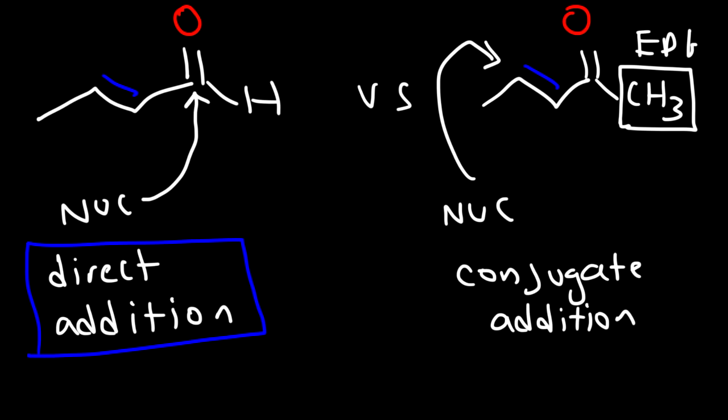So you need to consider two factors, the strength of the base and any steric hindrance. Strong bases like a Grignard reagent favor direct addition. Weak bases favor conjugate addition. Ketones favor conjugate addition, and aldehydes favor direct addition. So let me give you an example problem.